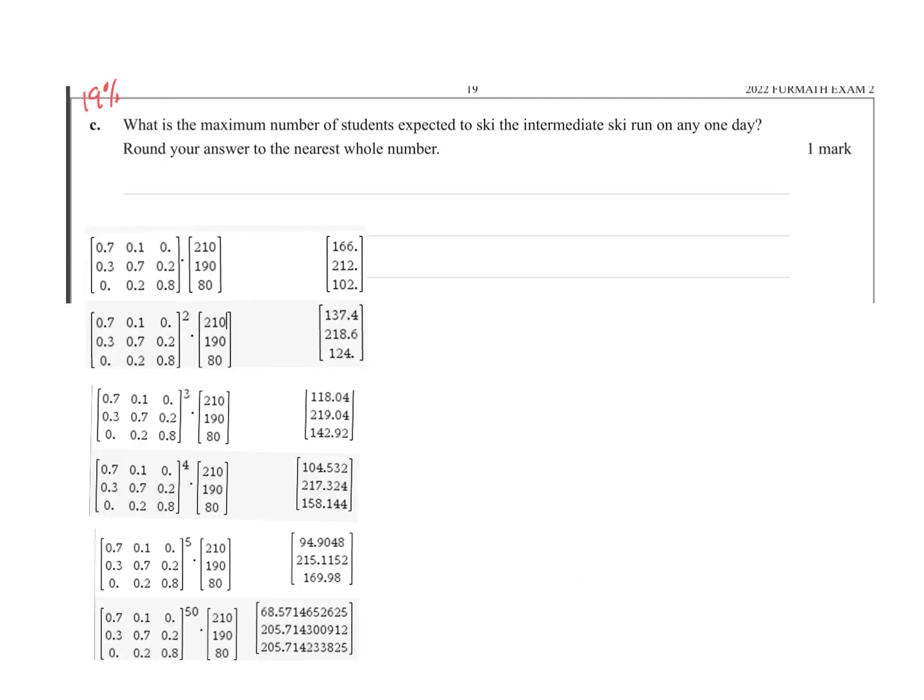Okay, in this question, it says, what is the maximum number of students expected to ski at the intermediate ski run on any day? So when we look at our state matrices, say state 0, we've got beginner, intermediate, and advanced. It asks what is the maximum number of students we ever see at this spot. Some people think it's asking you to go to the long term, but it might not be the largest day that we ever saw.